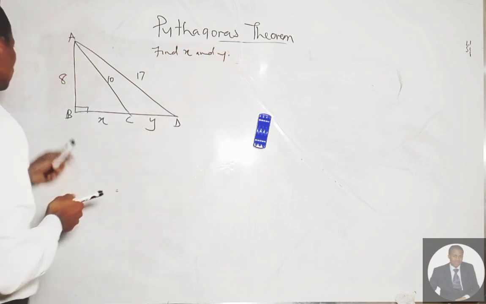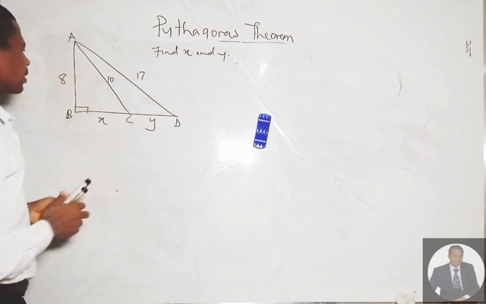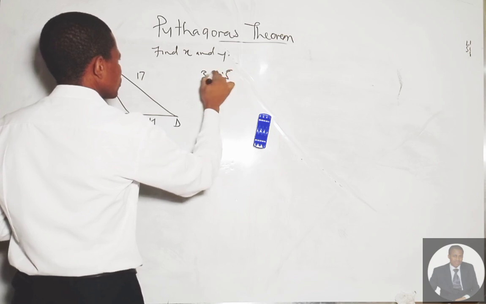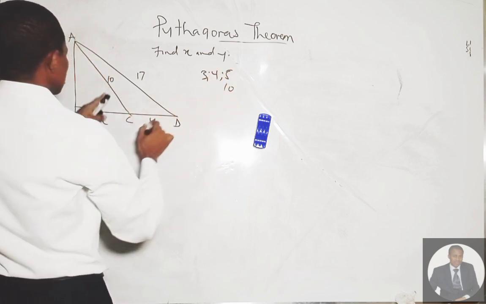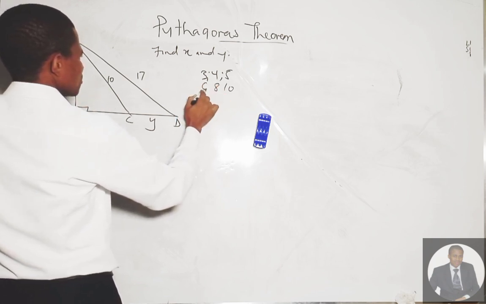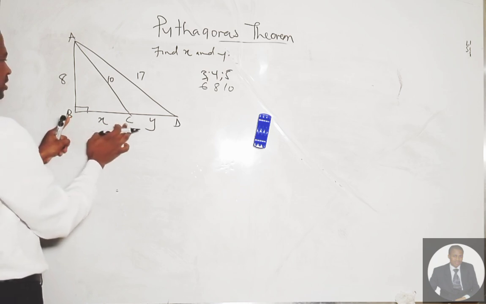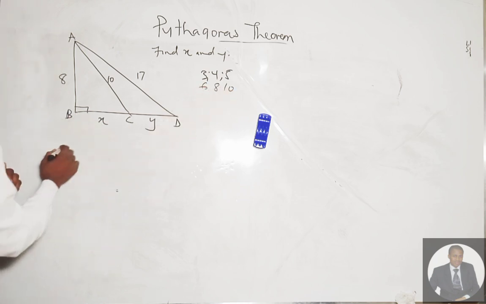Before we solve any question, does this triangle ABC look like a Pythagorean triple? No, we said 3, 4, 5. If this is 10, this is 8, this will be 6. So we are guessing BC to be 6 from the Pythagorean triple. Let's try it out and see.